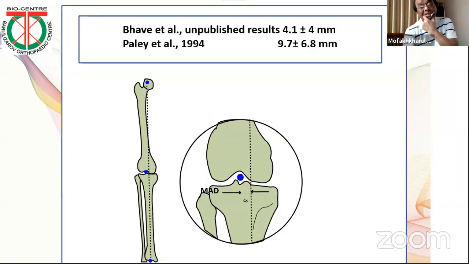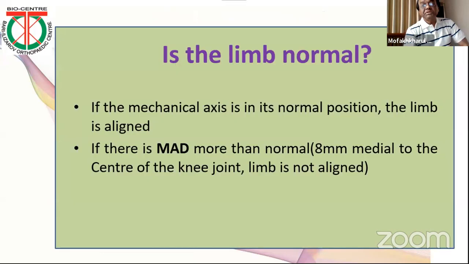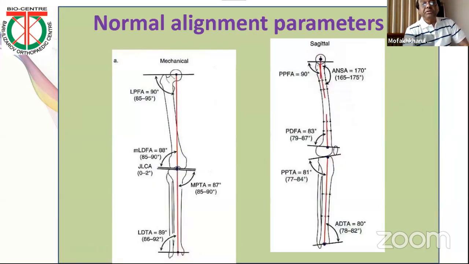Here you see normal mechanical axis deviation, 0 to 8 mm. And look at this deformity. I'll show you later on this. If the limb is normal, if the mechanical axis is in normal position, it is aligned. If there is mechanical axis deviation more than normal, 8 millimeters medial to the center of the joint line, the limb is not aligned.